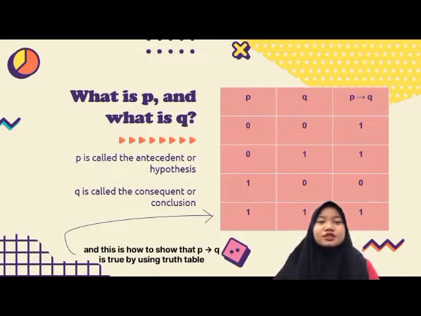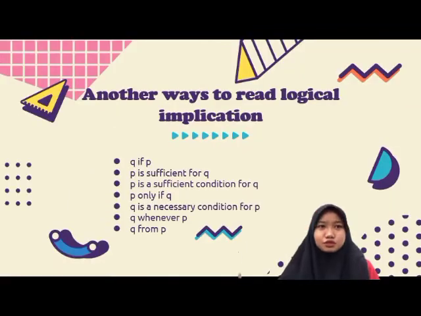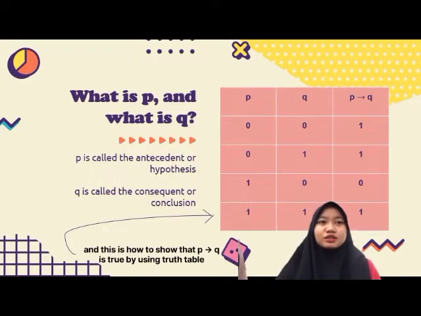The table shows how to determine whether the statement is true. First, if both P and Q are false, then the statement is true. If P is false and Q is true, then the statement is true. If P is true and Q is false, then the statement is false. Last, if both are true, then the statement is also true.